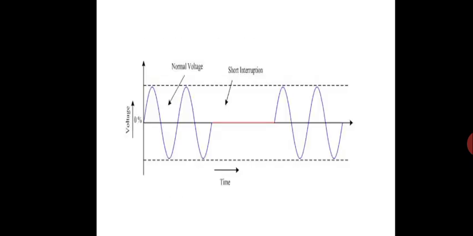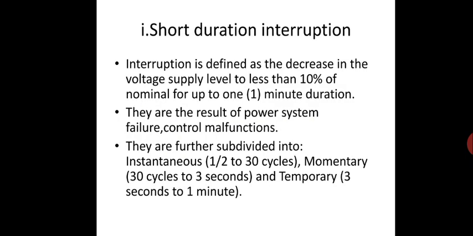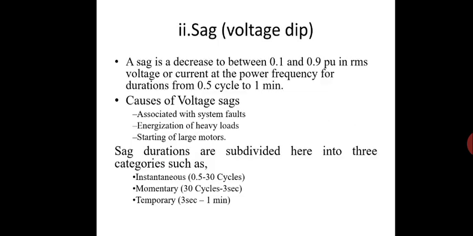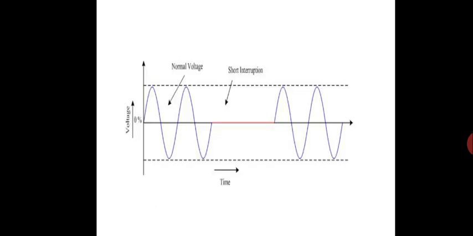So next one, short duration, you can see it is of only 1 cycle. Short duration, this we see about the instantaneous short duration. It is half cycle to 30 cycles. You can see only half cycle is being interrupted. So this we can call a short interruption. And the normal voltage can fall up to 10% of the normal, or it can be interrupted for a particular cycle.